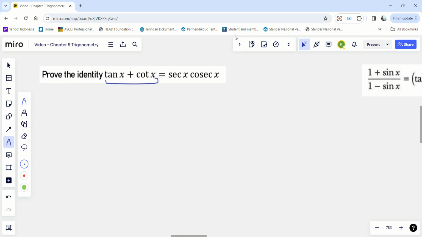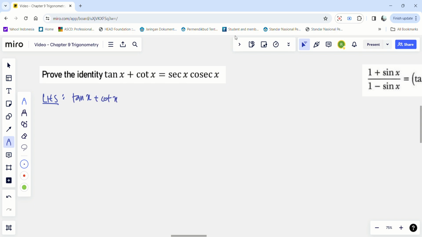However, in this case, you can actually start from both sides. From either side will be fine. But for a general idea, I will start with the left hand side. Okay, so the left hand side, this is the way we write it. So I'll just rewrite the question again.